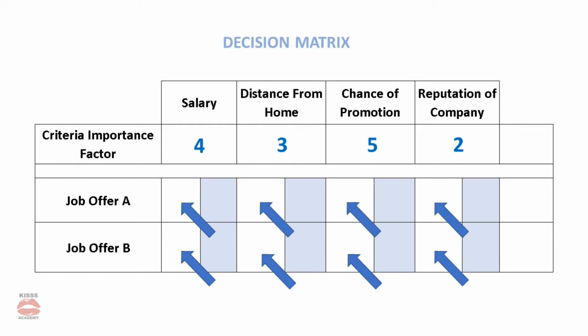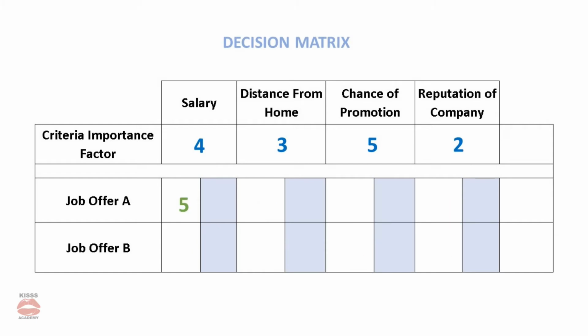What does that mean? Well, let me explain by using this example. For job offer A, I have ranked the salary as 5. Again, I'm using the ranking of 1 to 5, 5 being the best, 1 being the worst. And in this case, job offer A has an excellent salary, so it deserves a 5. However, job offer A is far from where I live, so distance from home only gets a 2.